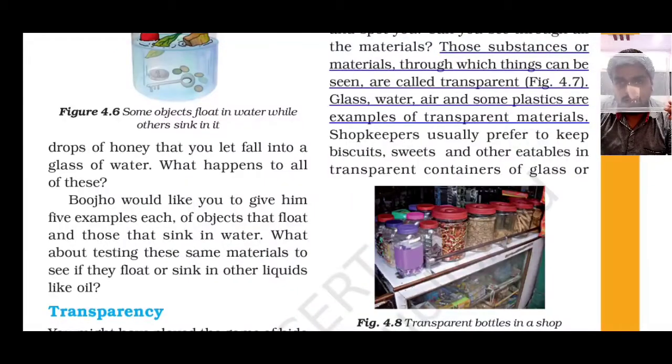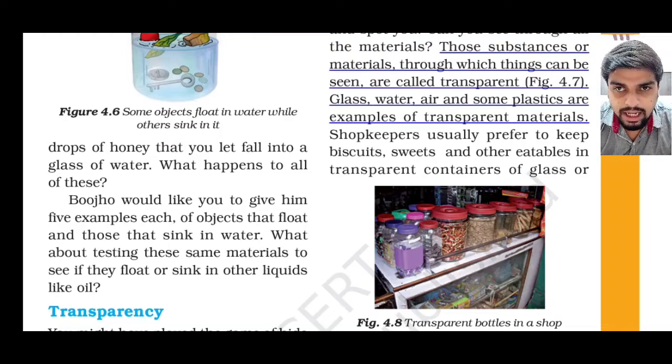If I take this plastic sheet, you can easily see my face through it. There are some materials through which we can easily see objects. Such materials are known as transparent materials, materials through which things can be seen easily and clearly.